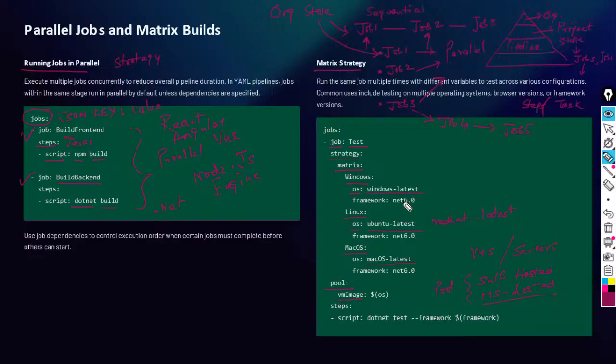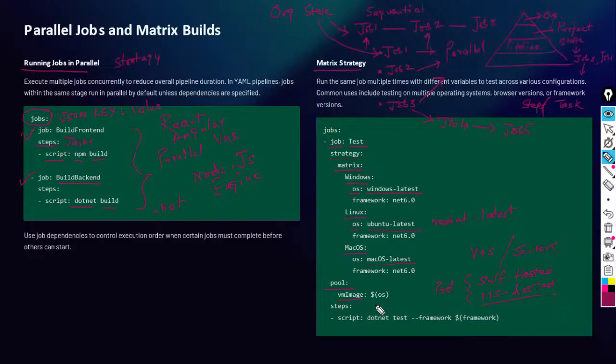It is basically the matrix. It follows that matrix strategy. So if my software is deployed over Windows, then the OS is Windows latest. If it is on Linux, it will be Ubuntu. If it is on Mac OS, it is asking Microsoft to host a server depending on the OS or the platform, based on this strategy.